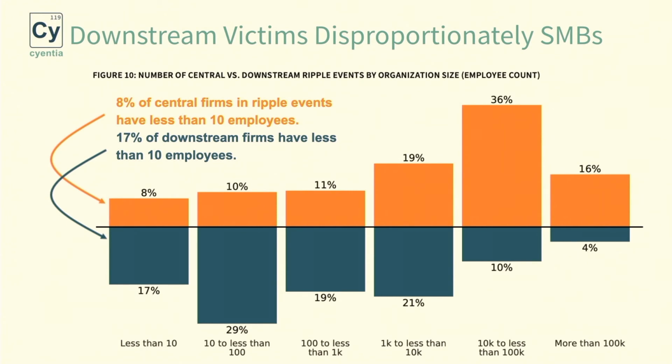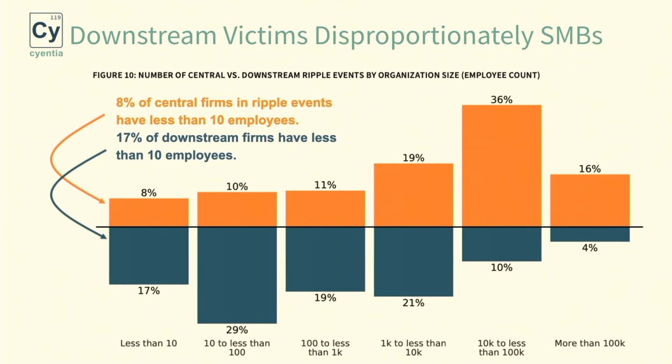Aside from sector, there's a size trend going on here, and let me set up this chart for you so we're clear on what it means. Let's just stay above the line with the orange bars. The way you read this is that the first bar far to the left says 8% of the central node firms in Ripple events have less than 10 employees. And if you go over, 36%, that tallest bar, 36% of these central firms have between 10,000 and 100,000 employees.